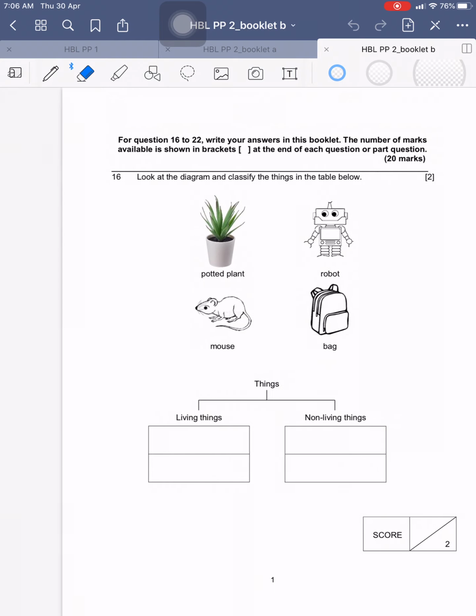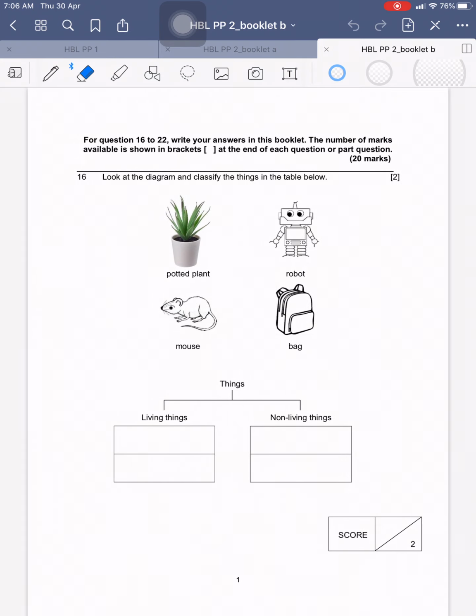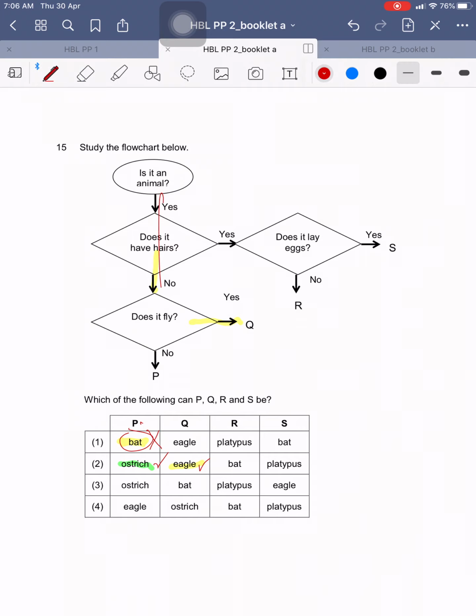Oh, sorry. Let me go back. Now let's try for bat. Is it an animal? Yes. Does it have hair? Bat is a mammal, so it has hair. Now, does it lay eggs? Well, no. So this is correct.